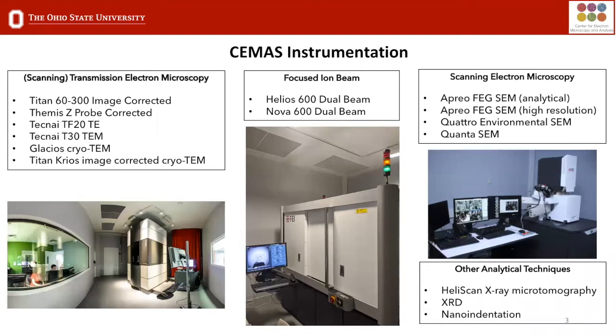CMAS is a custom-built electron microscopy center, and we have a large range of electron microscopes and other analytical techniques. This includes our Titan and Themis TEMs, and on the cryo-TEM side, we have Glacios and Krios. We also have 2 focused ion beams, 4 SEMs, as well as XRD and nano indentation capabilities. And of course, the instrument we're discussing today, the HeliScan microCT.